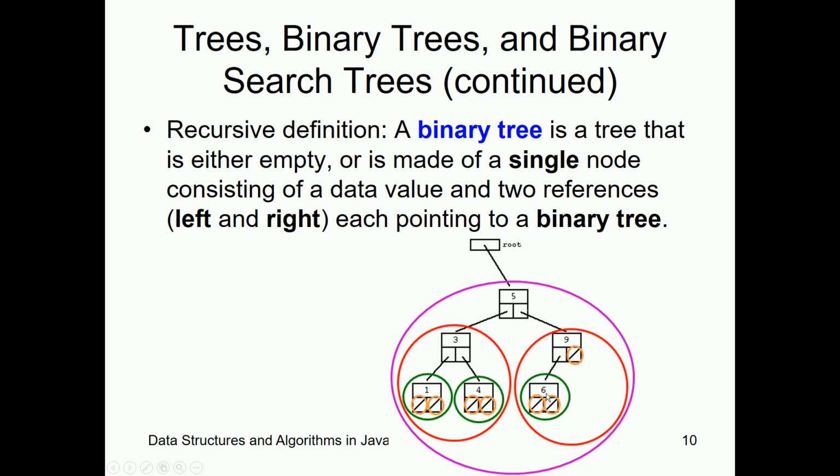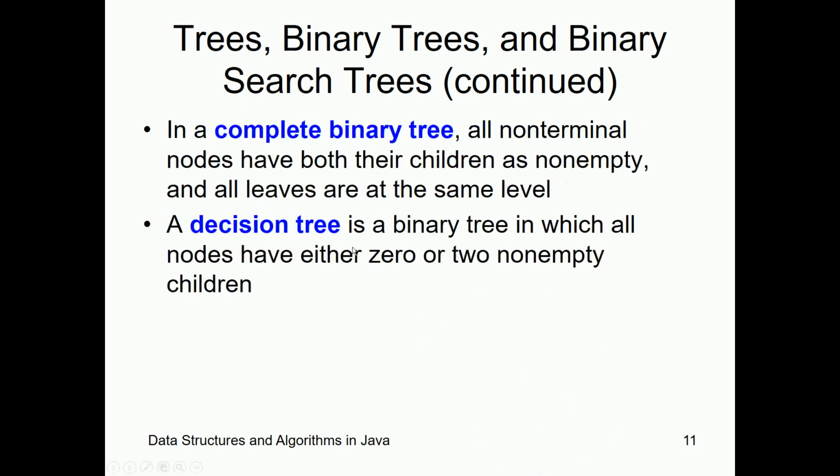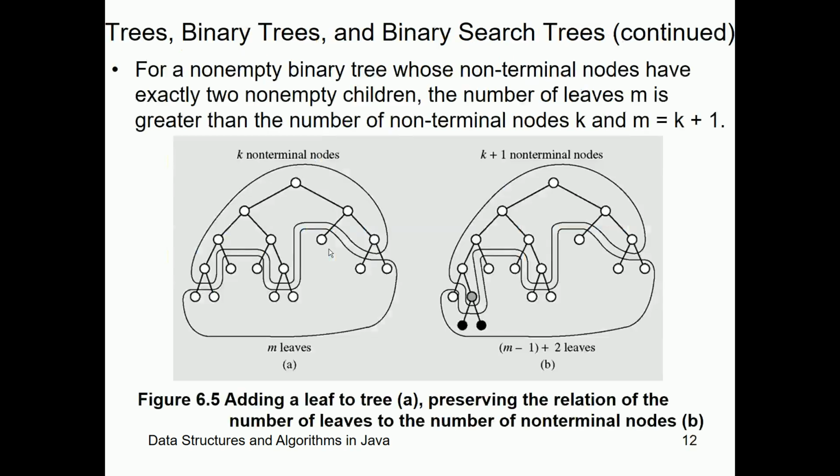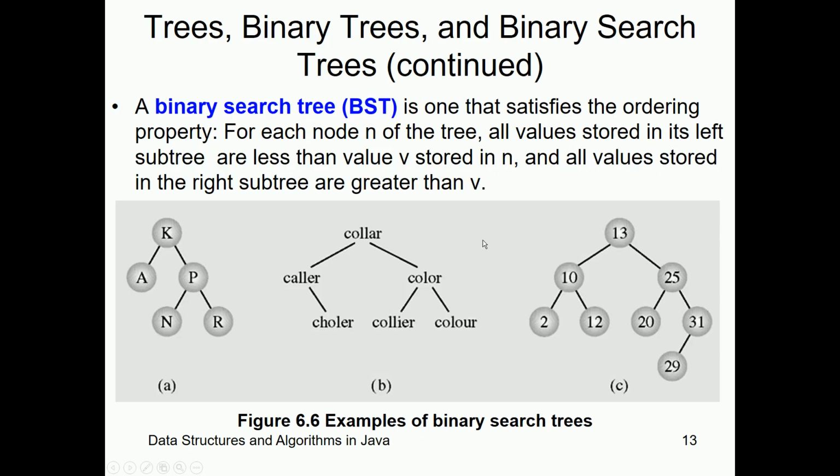So it has a certain name. Binary tree is the most general, and then a decision tree is a special type of binary tree. And they come with some kind of relationship between non-terminal and terminal nodes. But anyways, I'm just telling you that there are a lot of different kinds of trees. That's what I'd like you to focus on right now.